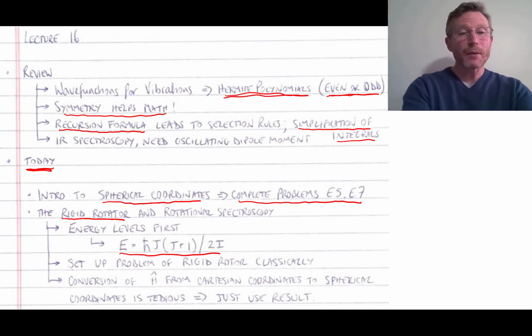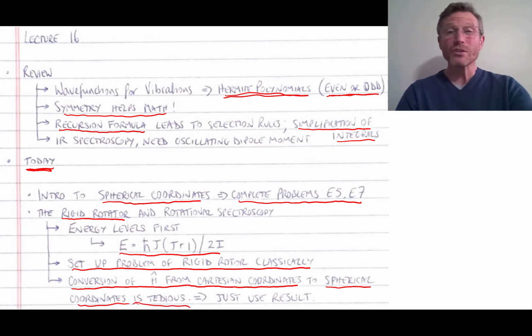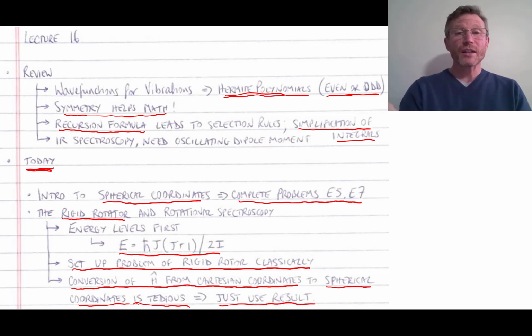So I'm going to set up the problem of the rigid rotor classically, and we're also going to touch today on the conversion of the Hamiltonian operator from Cartesian coordinates to these spherical coordinates. And it turns out that that is a tedious thing to do. So we won't do it in class. We're just going to use the result, and you'll see why when I get there. So let's jump straight into thinking about these spherical coordinates.